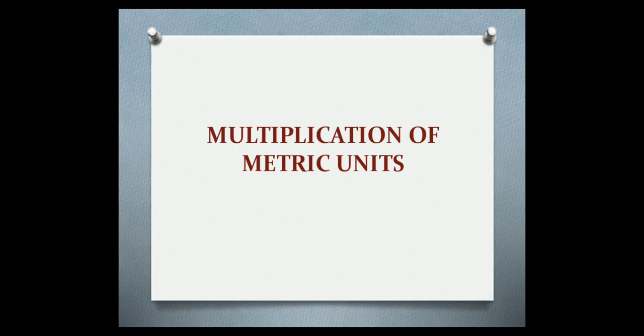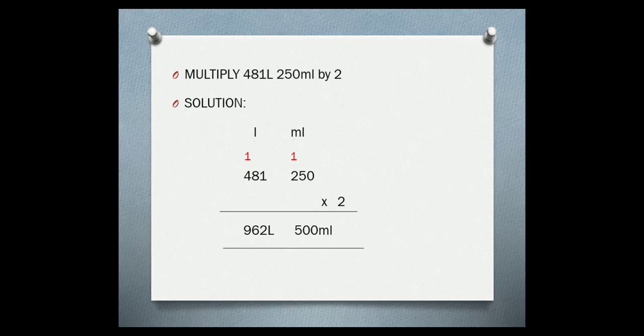So in the last video, we learned how to add and subtract metric units, right? In this video, first we learn how to multiply metric units. When it comes to multiplication, it's just the same as with normal numbers. There is no difference with metric units. Like a normal multiplication, you multiply and put the units as usual. Let me explain with an example.